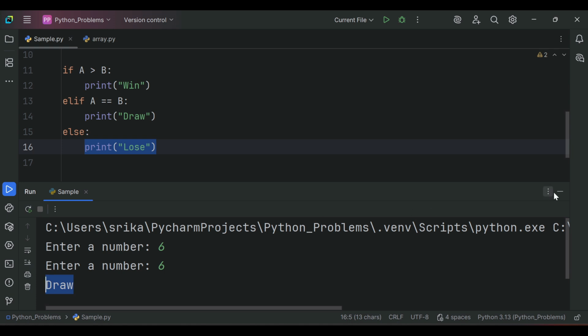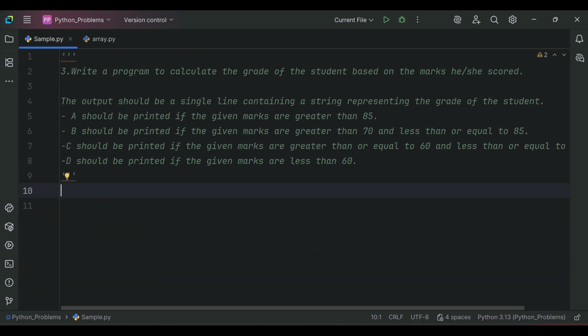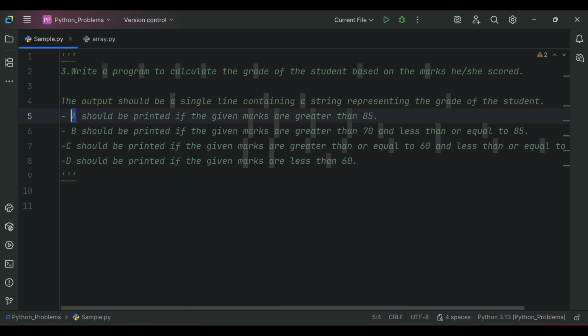This is the program, friends. I hope you understand. Let's dive into another problem. Friends, now see the third problem. Write a program to calculate the grade of the student based on the marks he or she scored. The output should be a single line containing a string representing the grade of the student. Suppose for grade A, the marks should be greater than 85.